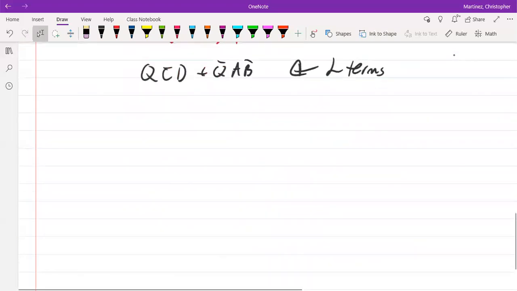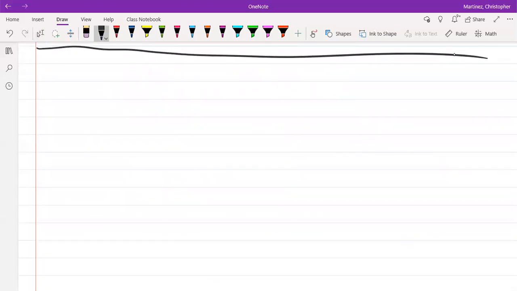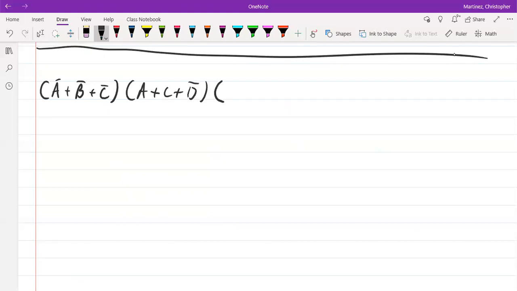All right, let's do a long example and see how we can get it to work. We're going to do A bar ORed with B bar ORed with C bar. That's one term. We're going to have a total of 5 terms. Next term is A or C or D bar. Next term is A or B. Next term is A bar or D. And then our last term is A bar or C or D.